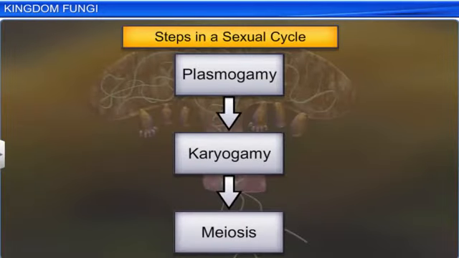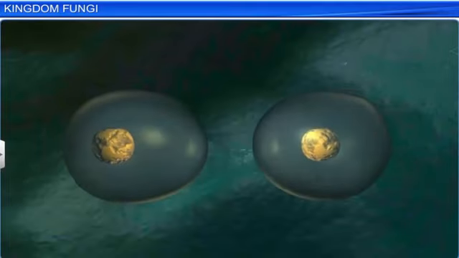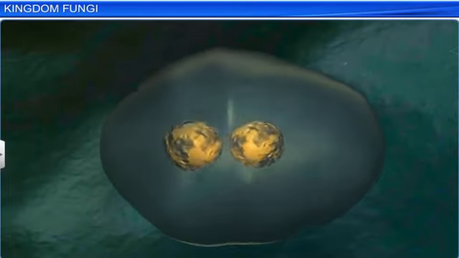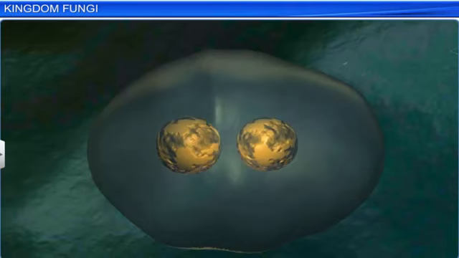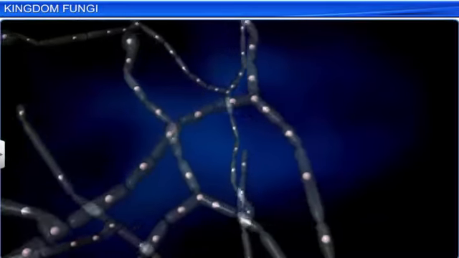There are 3 steps in the sexual cycle: plasmogamy, karyogamy, and meiosis. The first stage involves the fusion of protoplasms between 2 motile or non-motile gametes. This is called plasmogamy. Plasmogamy occurs when 2 haploid hyphae of compatible mating types fuse.